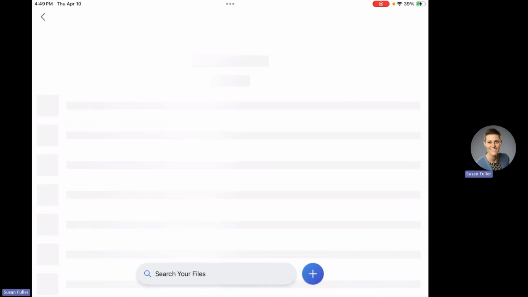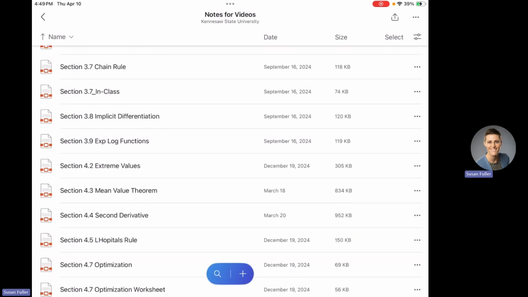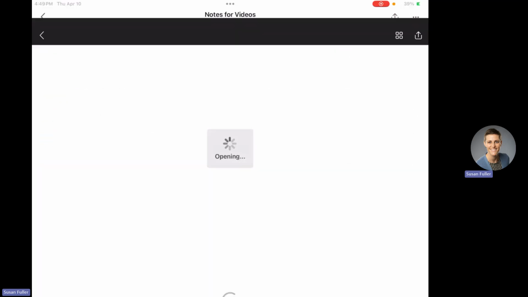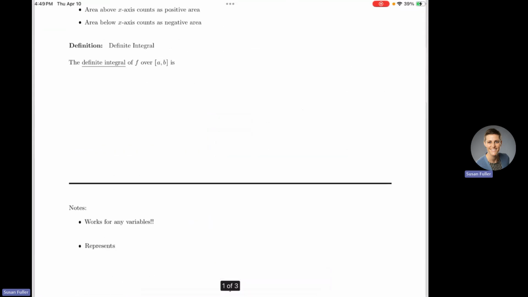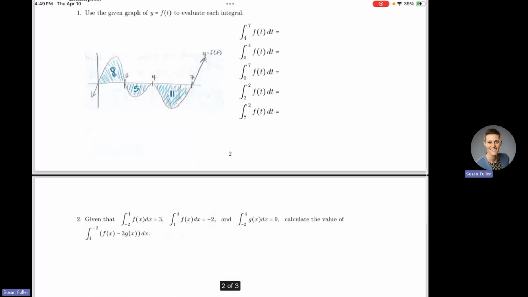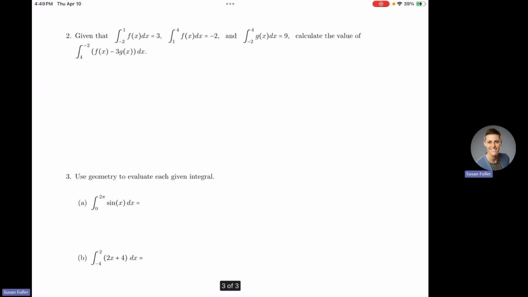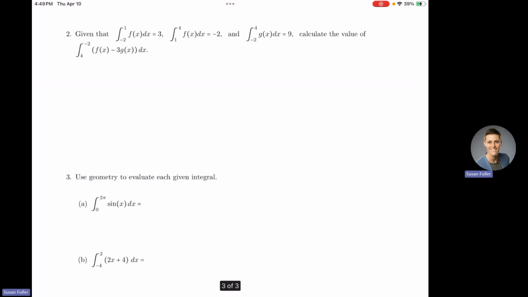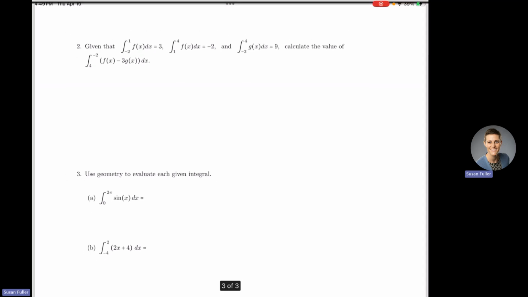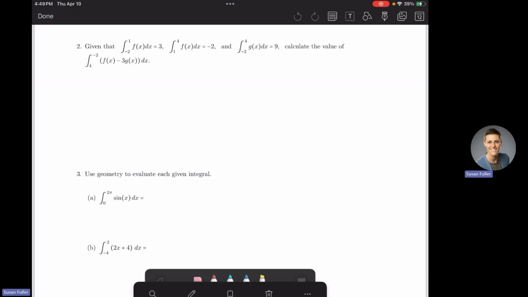This one. 5.2. There we go. So we worked through section 5.2 in class, but there were a few on this last page that we didn't get to. So I wanted to kind of work through them so you had them to work with. So I'm going to start here with this number 2.